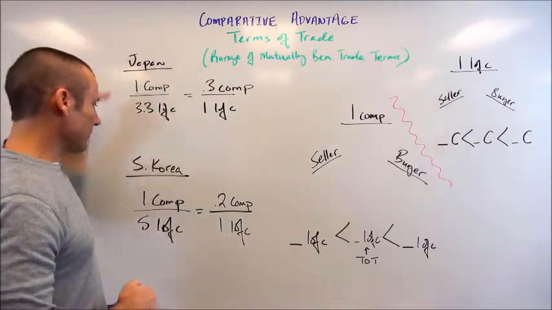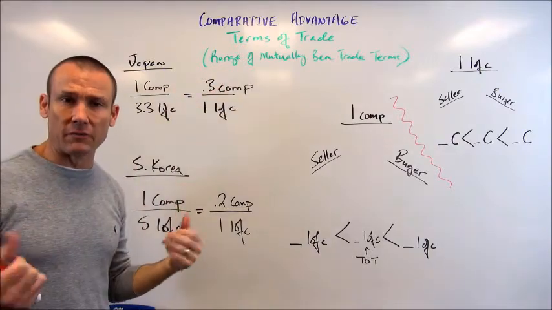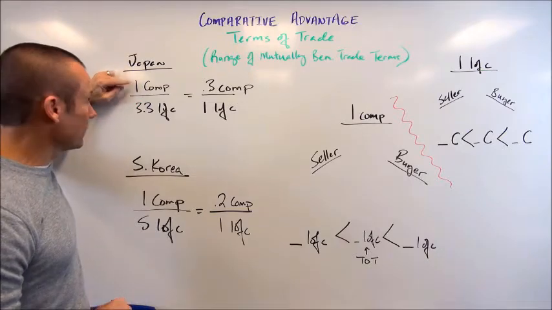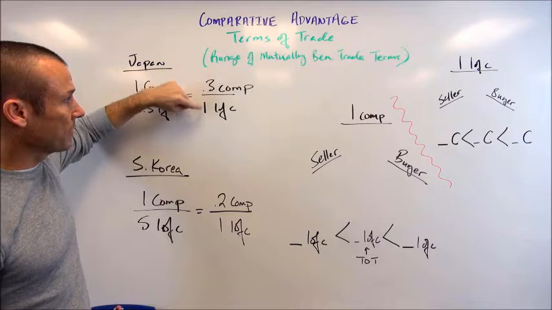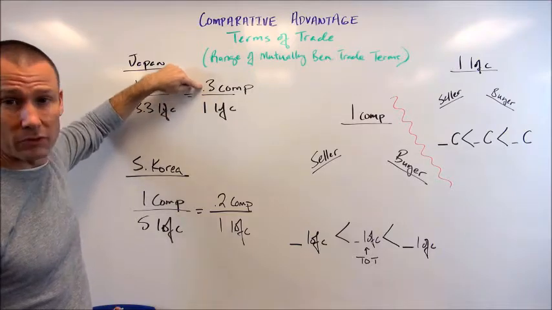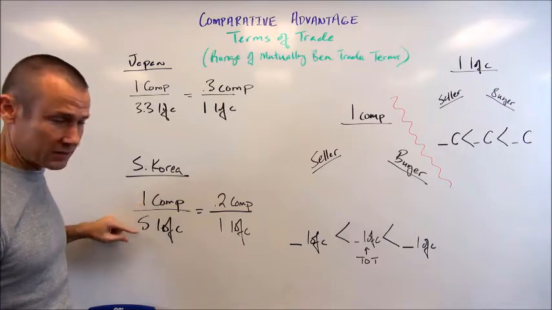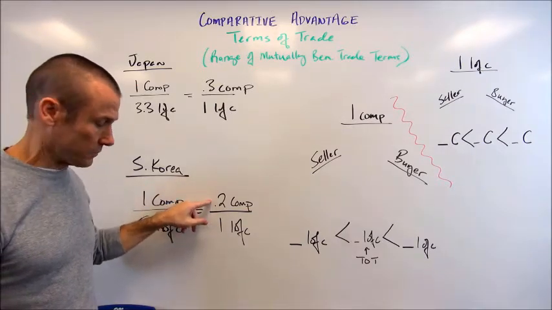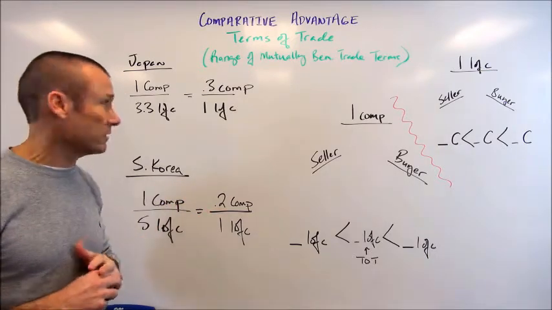We've got Japan and South Korea, and what you're looking at are the opportunity costs, because comparative advantage is based on opportunity costs. What this is saying is if Japan made one computer, they would give up 3.3 lines of code. And if Japan made one line of code, they would give up 0.3 computers. South Korea, same thing. Make one computer, give up 5 lines of code. South Korea makes one line of code, 0.2 computers. We already determined who has the comparative advantage in each good.